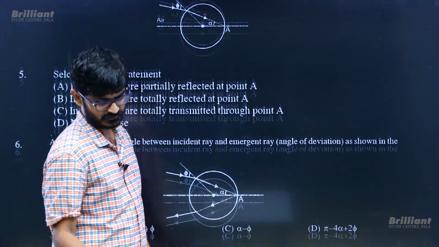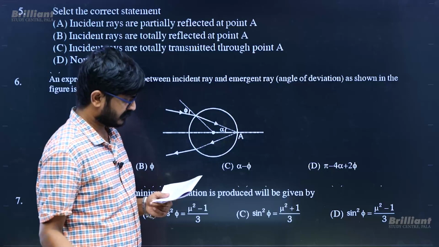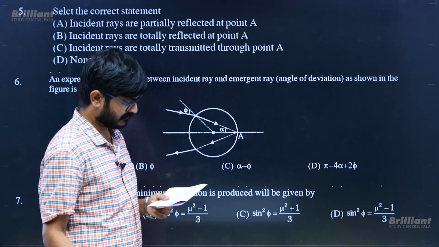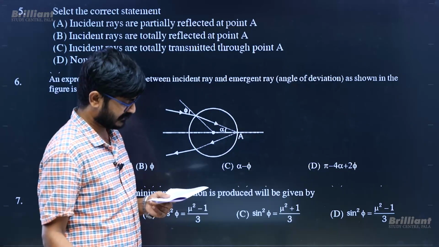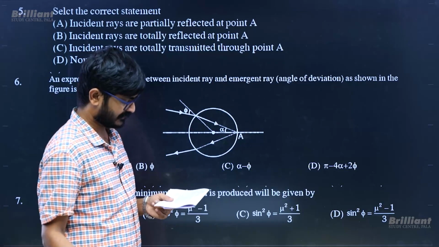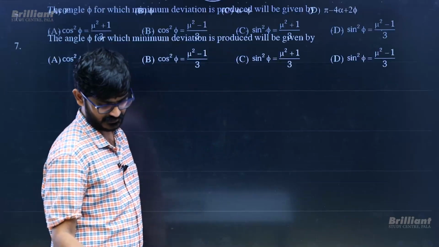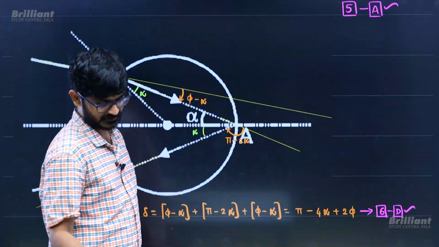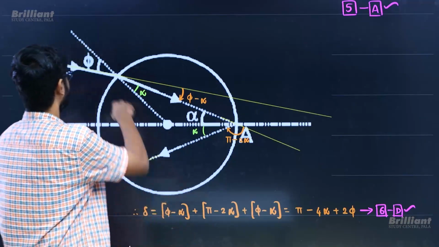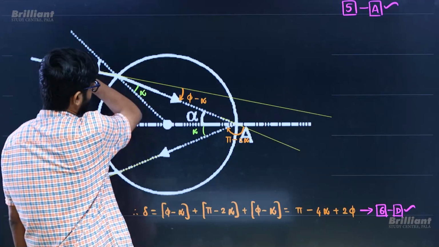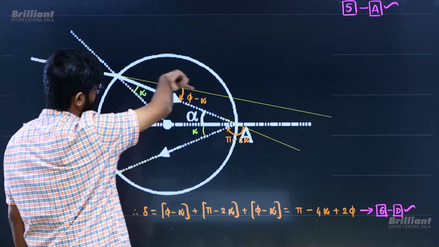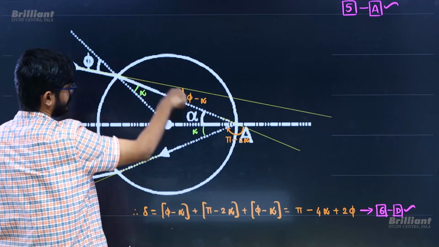Now going to the second option, second question: an expression for the angle between the incident ray and the emergent ray. Okay, that's the angle of deviation. They are asking what the angle of deviation is for the given figure. So basically this is the figure. This angle is phi. Now if it goes undeviated, it used to go like this, but now it is going like this. This angle is alpha.